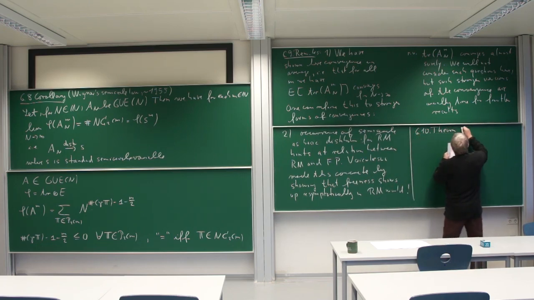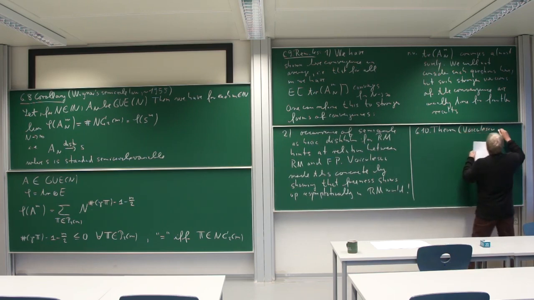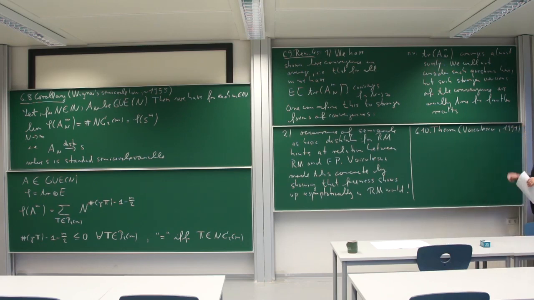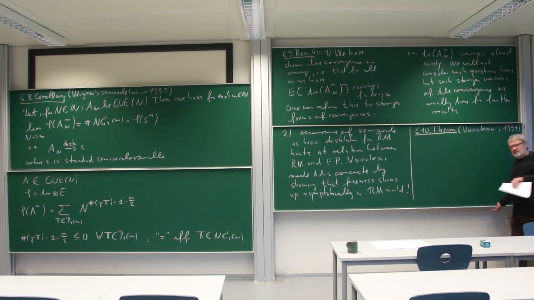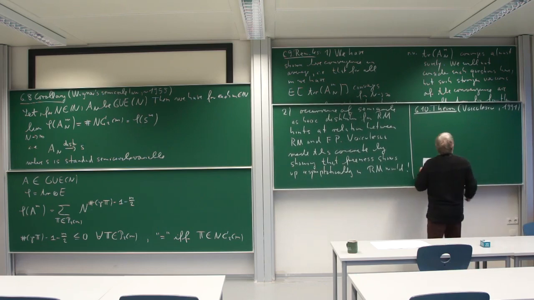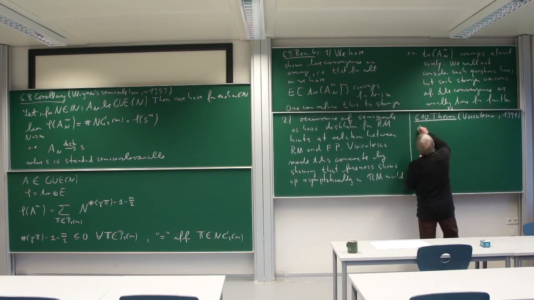So this is the basic theorem for the lesson. And this was around 1991. So maybe this was 5 or even more years later after free probability theory was invented. So it took a while to find this relation.